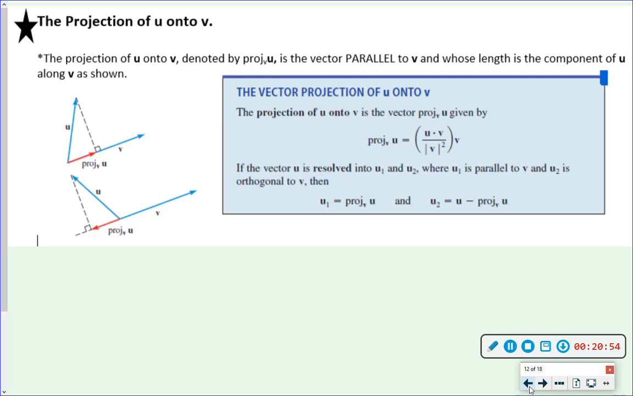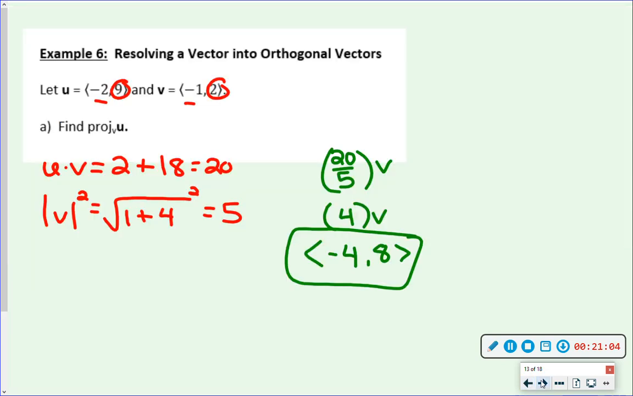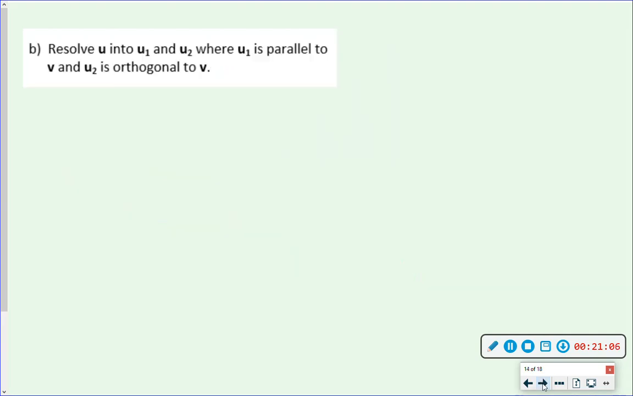So just to practice or to show you how to do this, that's that part B. We're going to resolve it. So first, u1's the projection. Well, I just figured that out. That was that, was it negative 4, 8? Yeah, negative 4, 8. So I'm going to start with that. u1. We just found that. So I just literally copied it down.